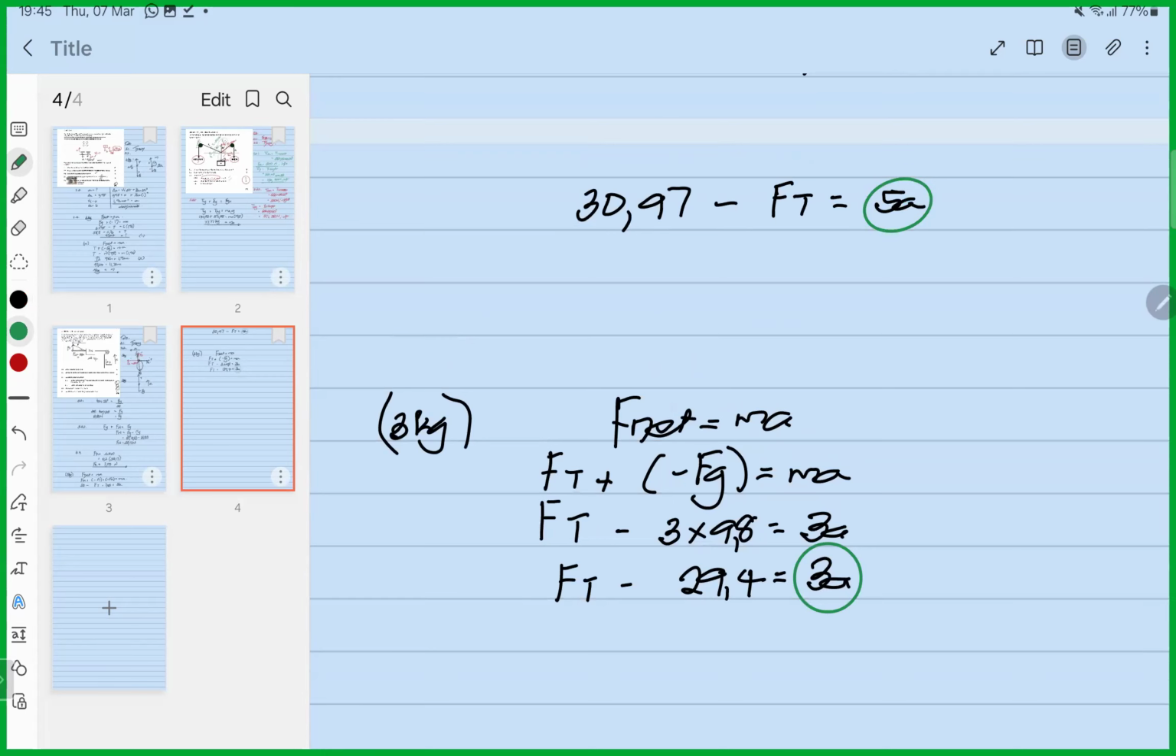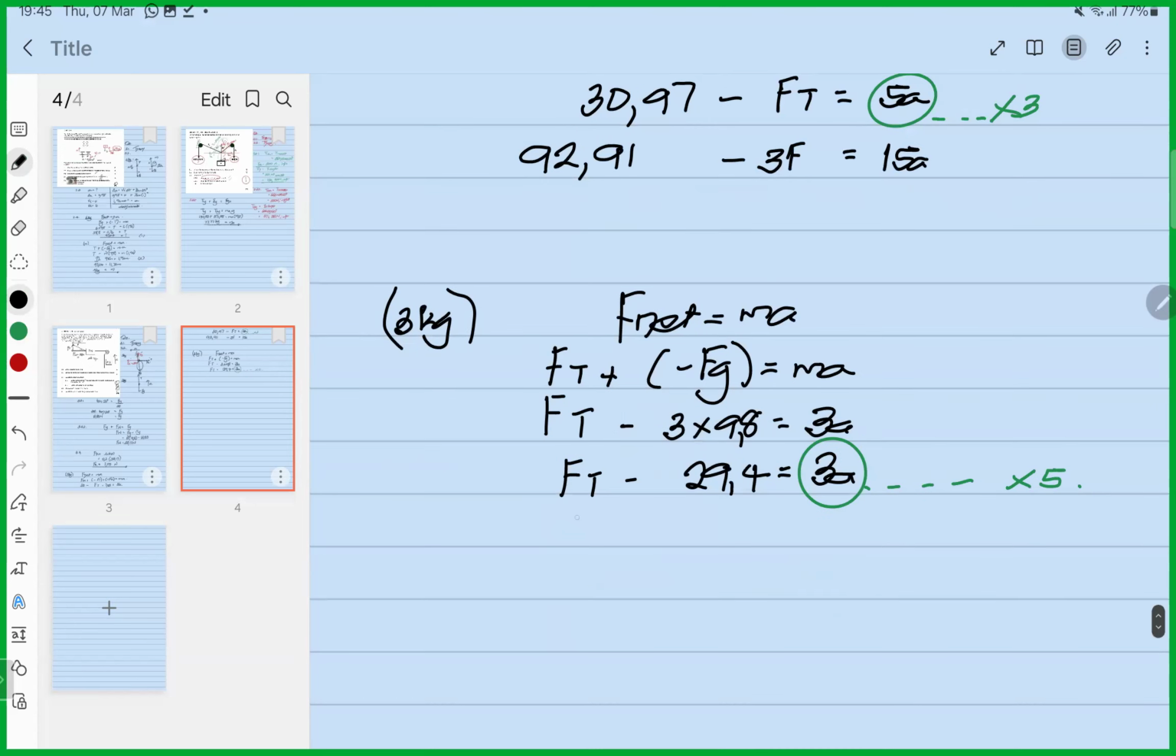My aim is going to be to eliminate A. How do I eliminate A? I multiply the top equation here by 3, and I multiply this bottom equation here by 5. If I multiply the top equation by 3, 30.97 times 3, someone? 92.91. And then the bottom equation by 5, so we're going to get 5T, 29.4 times 5, please. 147.